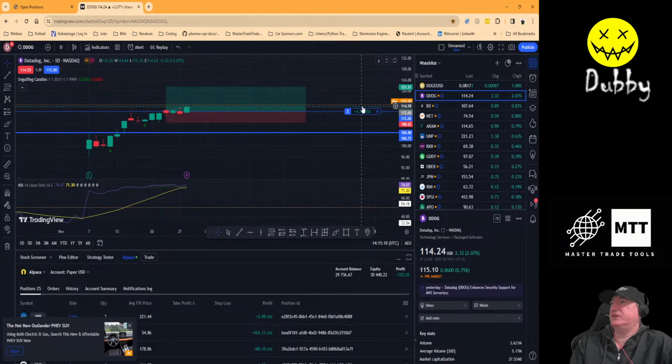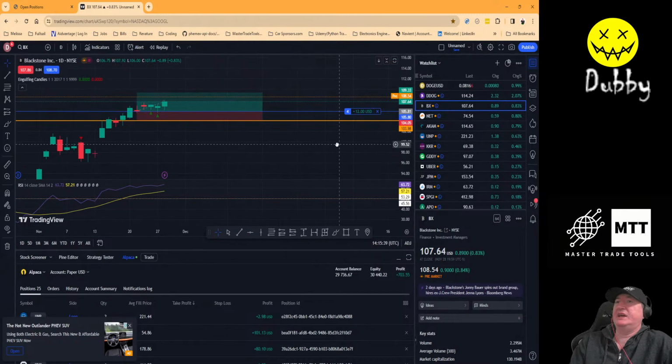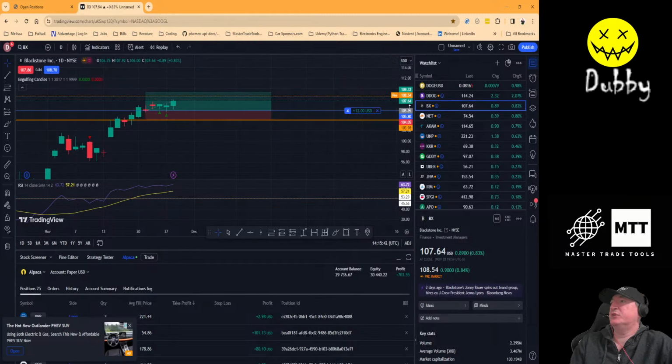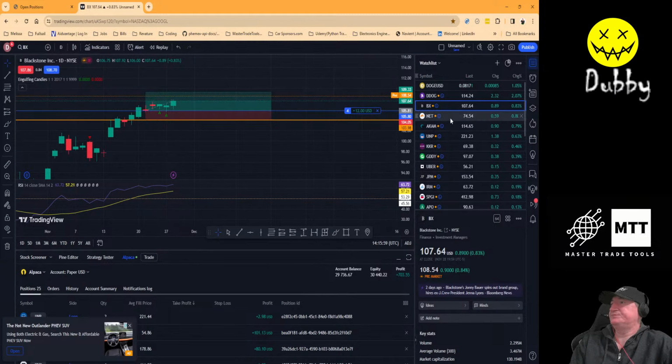$4.70 is what we've made in profit on here. It looks like there has been a little bit of pre-market movement, from 114.24 up to 115.10. So roughly about 90 cents in pre-market. And then moving on to Blackstone, BX. Looks like there's some pre-market movement on that as well, almost $1. We are a little bit closer to our take profit point on that one than we are to our stop out point. So that's good.